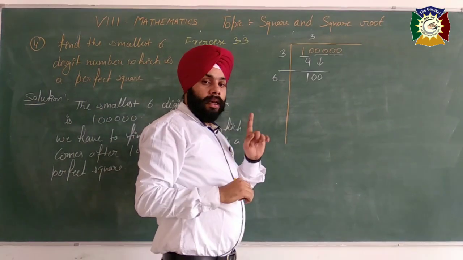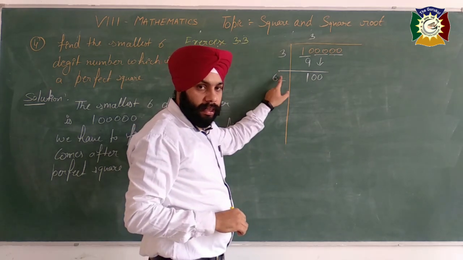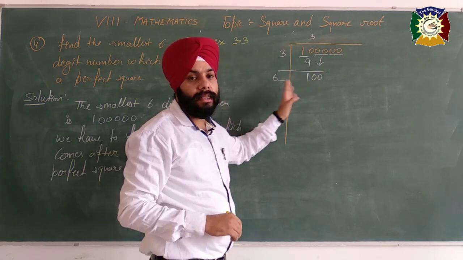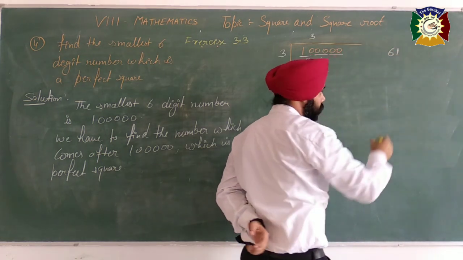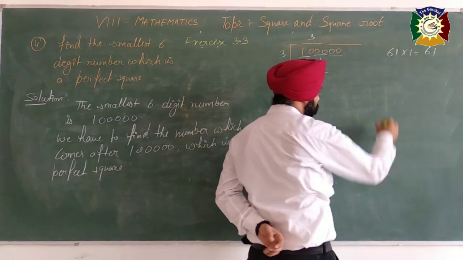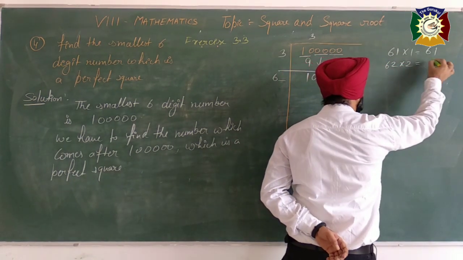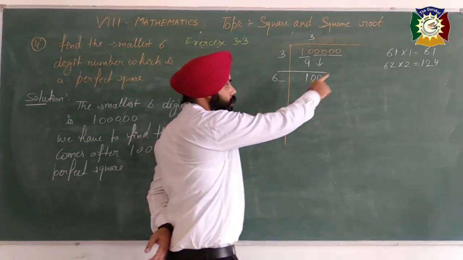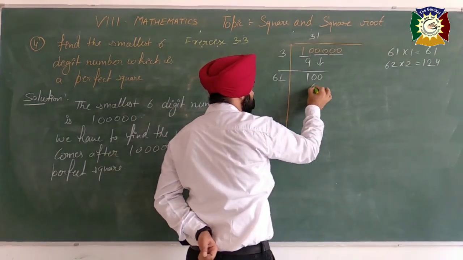Now choose one number in such a manner that when multiplied with this number, we get equivalent to 100 or less than 100. So for this, if I choose 1, then 61 multiplied with 1 becomes 61. Or if I choose 2, 62 multiplied with 2, 2 2s are 4, 2 6s are 12, so it is greater than 124, greater than 100. So we choose here only 1, 1s are 61.